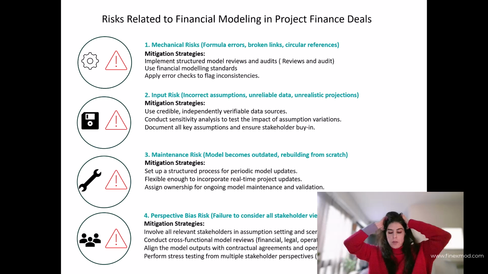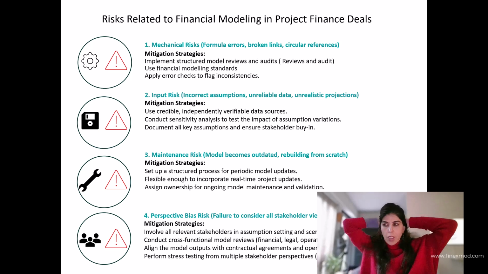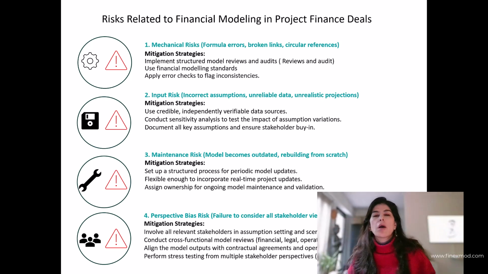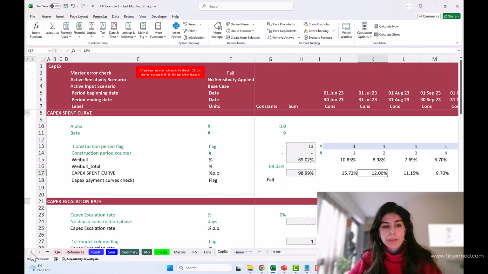Okay, the second risk is related to the inputs, and this is also kind of an obvious risk. Everybody knows that when you build a tool, it can end up being garbage in, garbage out if you don't have the right inputs. So how to mitigate that risk? Well, you need to make sure that you have a justification for each and every input that goes into your model.